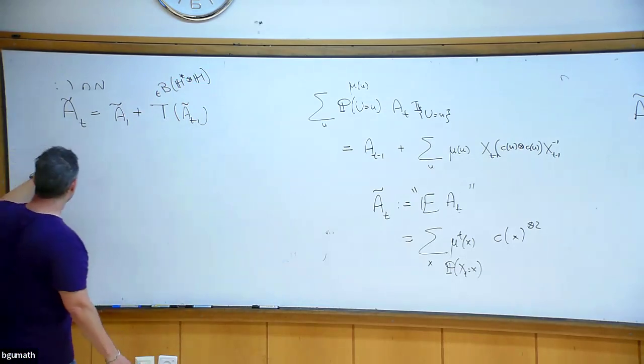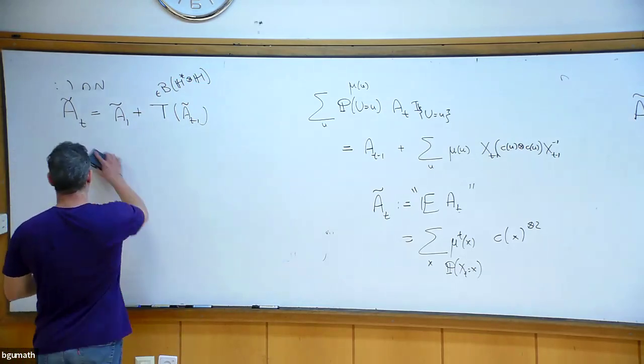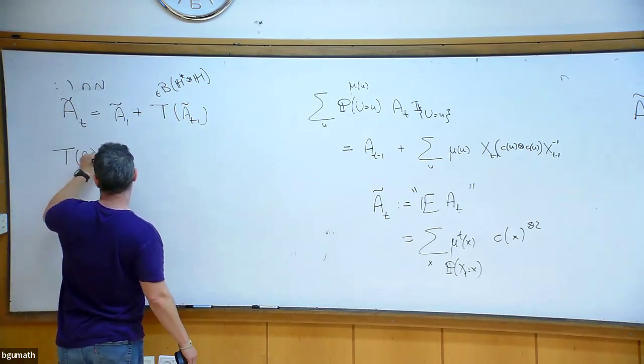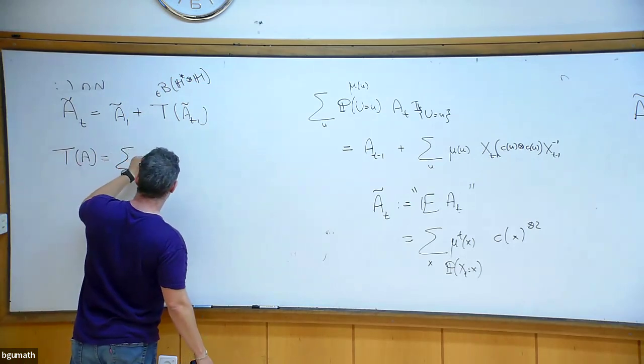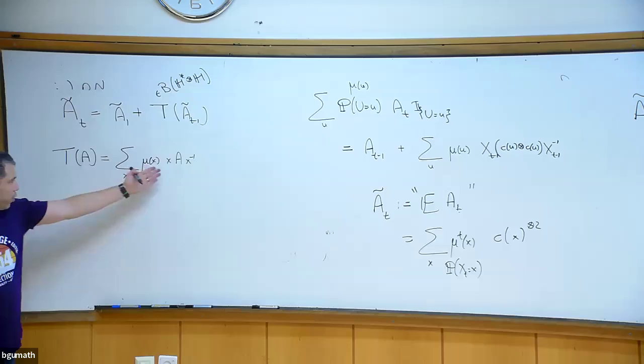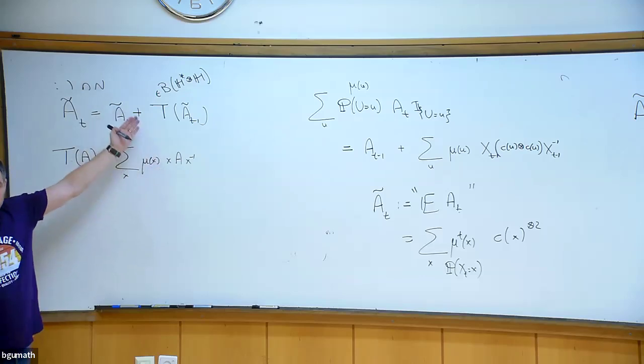What is T? T is exactly the operator which takes a Hilbert-Schmidt operator, call it A, and averages over all the x's and does x A x^{-1}. Do you agree that this is a linear operator? This is a linear operator on the Hilbert-Schmidt space. So this is exactly going to be T. This is what we're going to get tomorrow.